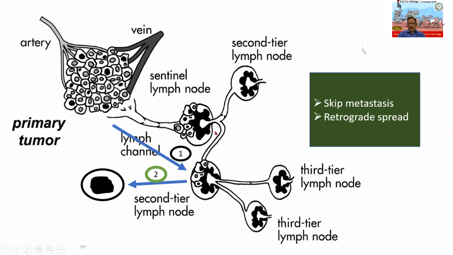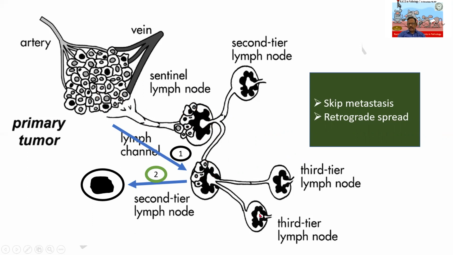So in some cases, for a reason we do not know, the first node will not be affected, and then you find that it goes to the second group of lymph nodes. So it skips this particular lymph node. This is called a skip metastasis.